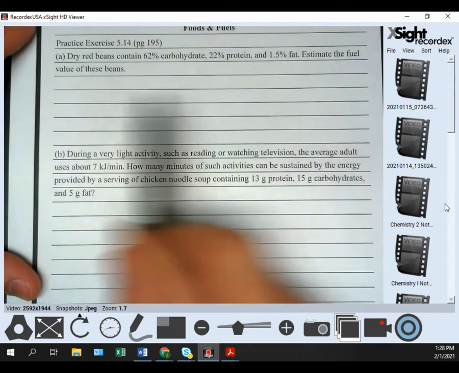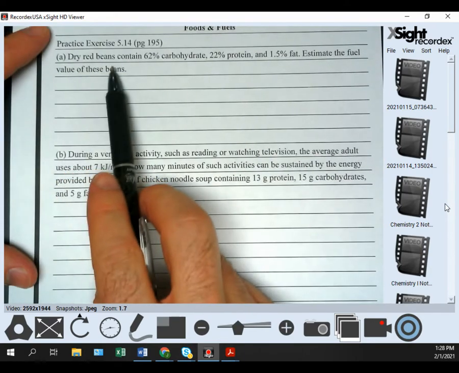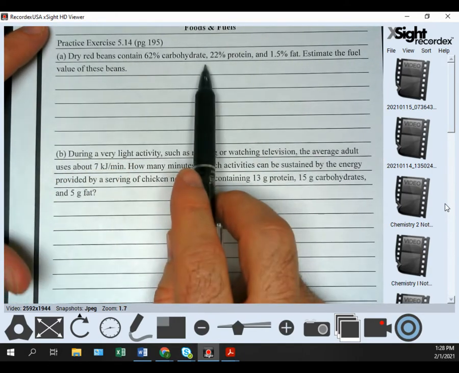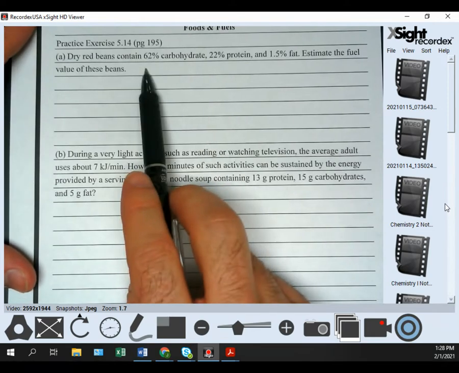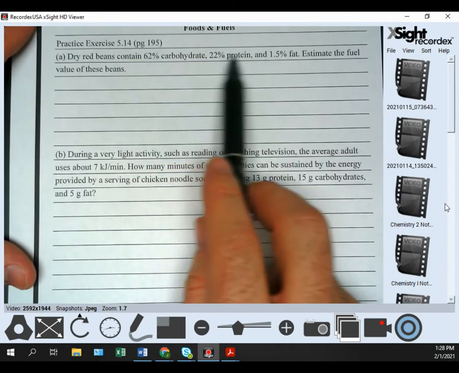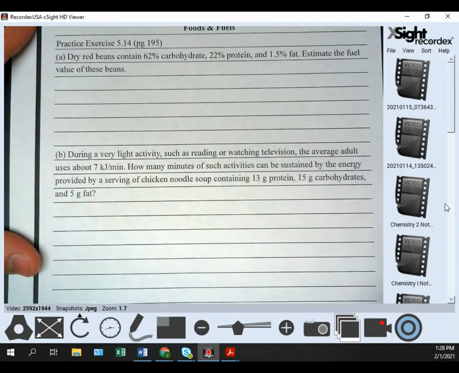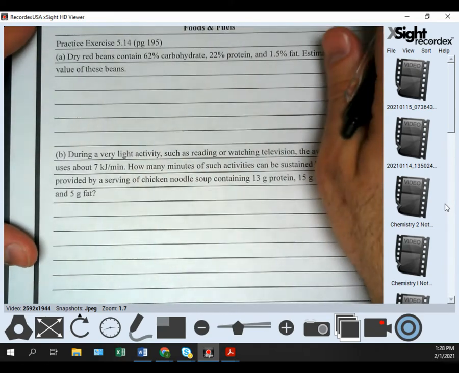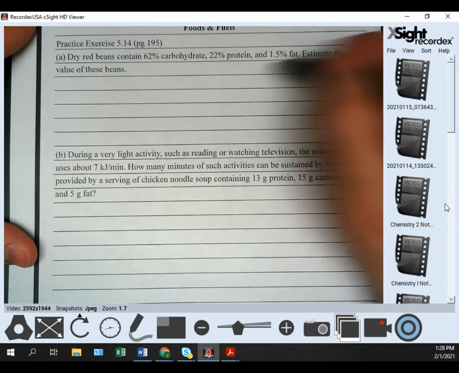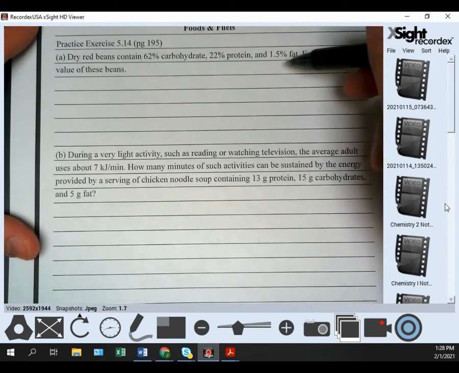So part A, dry red beans contain, and now they're giving us percentages: 62% carbohydrate, 22% protein, and 1.5% fat. All right. Now, if you add those up, and this is something that trips people up sometimes, it does not add up to 100%, right? Any guesses why not?